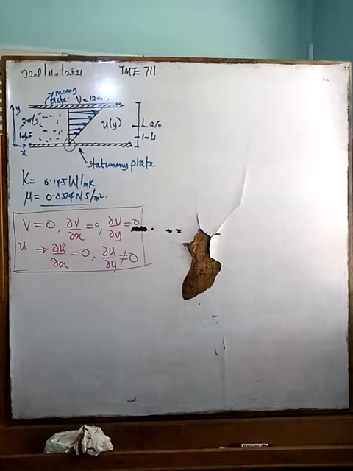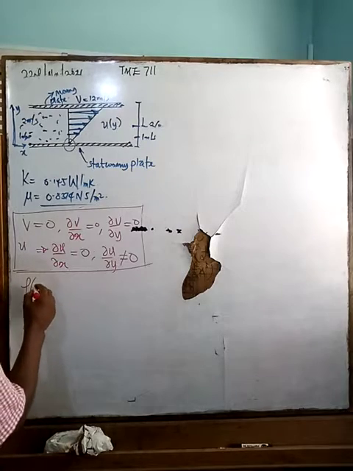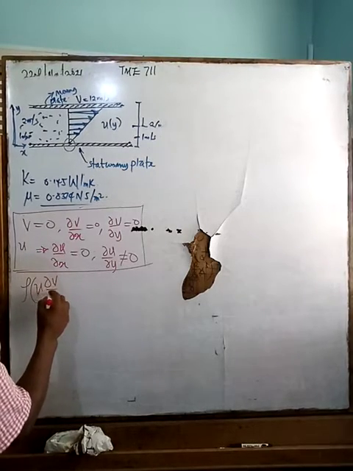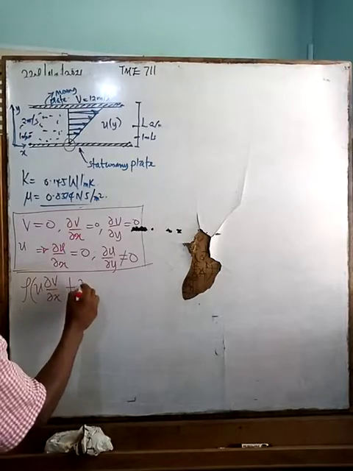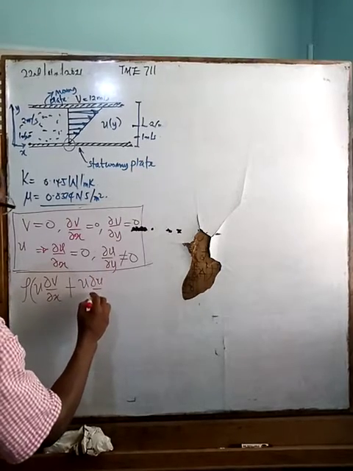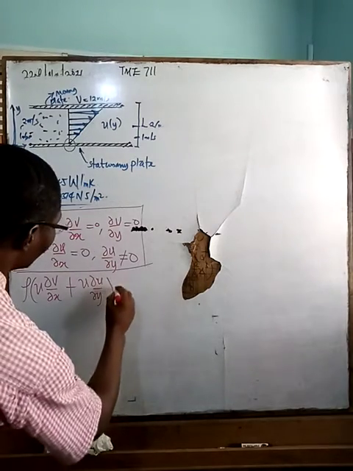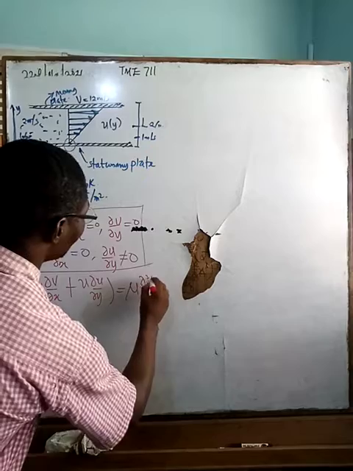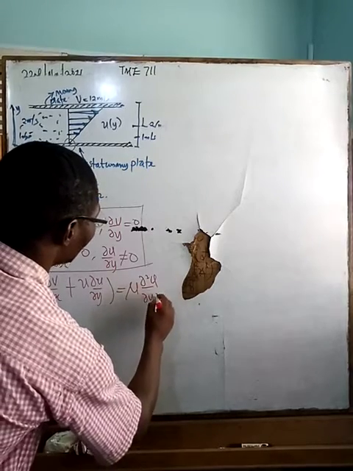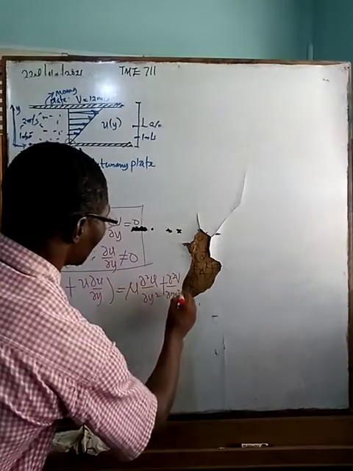The momentum equation says that rho times the bracket u partial v over partial x plus v partial u over partial y is equal to mu times partial square u over partial y square plus partial square v over partial x square.